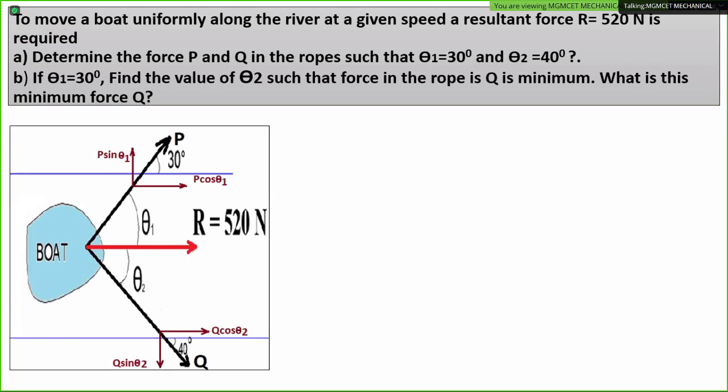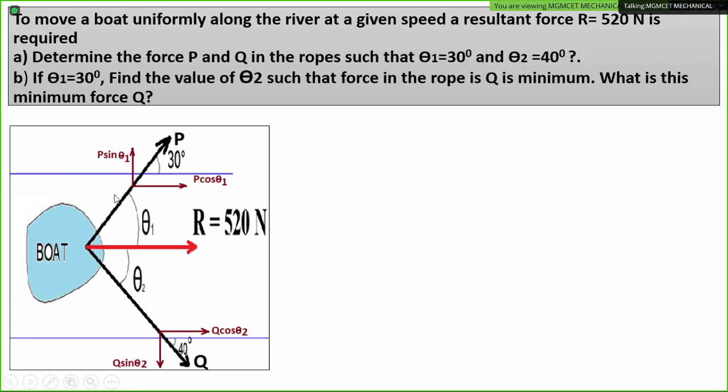तो बोर्ड को यूनिफॉर्म स्पीड में हॉरिजॉन्टली मूव करने के लिए how much force is required? 520. So 520 Newton is the resultant given over there. Then he is asking, determine the force. We will think about the first part. Determine the force P and Q in the row such that theta 1 is equal to 30 degrees and theta 2 is equal to 40 degrees.